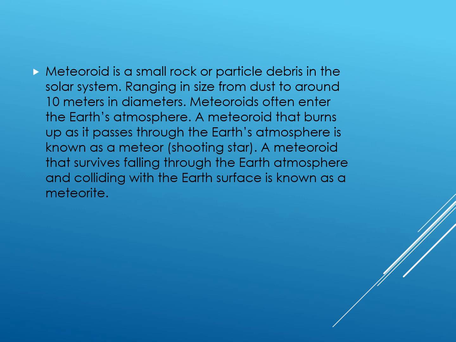So let's continue and focus on the meteoroid. A meteoroid is a small rock or particle of debris in the solar system, ranging in size from dust to around 10 meters in diameter. Meteoroids often enter the Earth's atmosphere. A meteoroid that burns up as it passes through the Earth's atmosphere is known as a meteor or shooting star. A meteoroid that survives falling through the atmosphere and colliding with the Earth's surface is known as a meteorite.